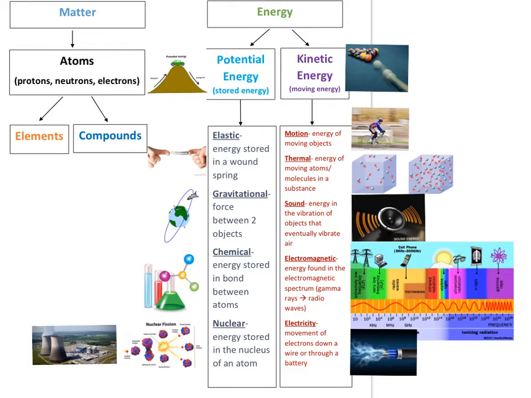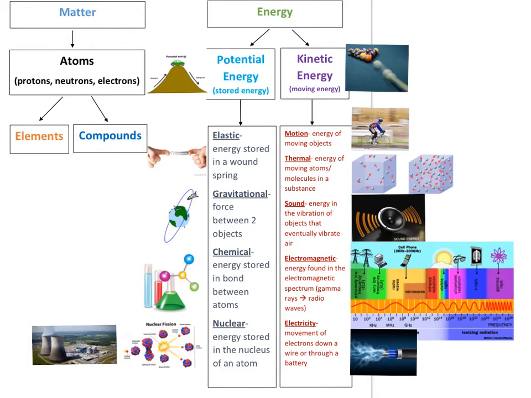We've got elastic energy, and elastic energy is energy found in something that's wound up, like a wound spring or a stretched rubber band. The material is elastic in nature, and so when you stretch it and hold it there, it has the potential to move and fling and spring back. So that's elastic potential energy.